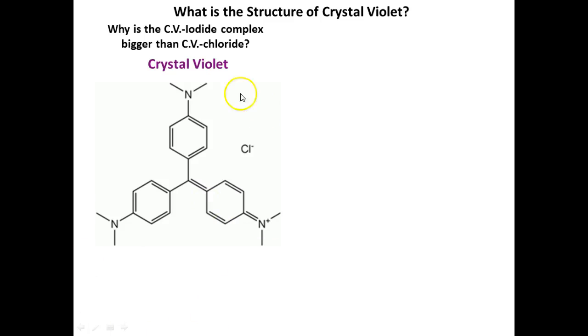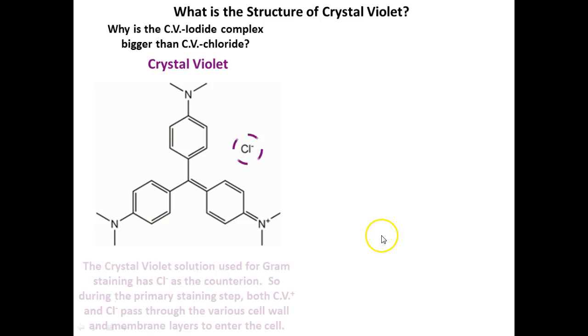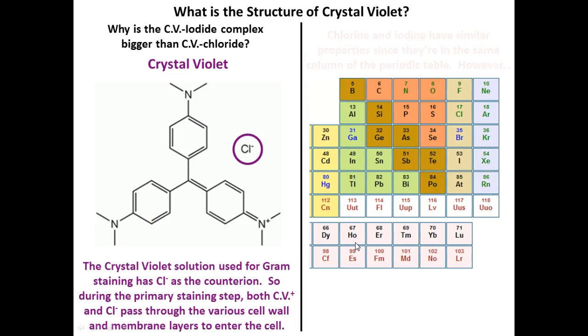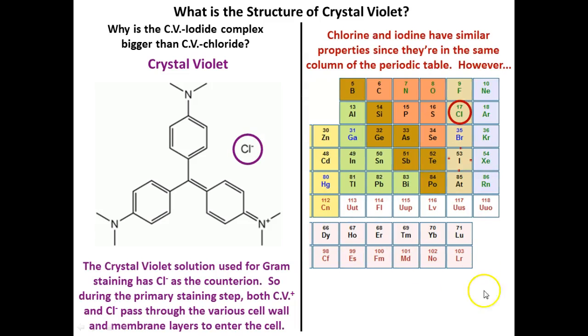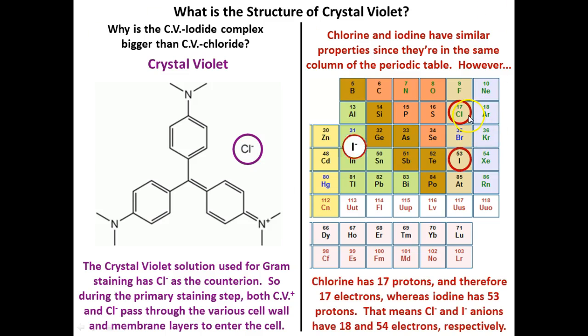So why is the crystal violet iodine complex bigger than just the crystal violet chlorine? Because remember that it's usually associated with chlorine. When we put it into solution, they dissociate, but both of those are present in the dye that we call crystal violet. A little bit of chemistry, not too bad. On the periodic table, they're in the same column. Here is chlorine right here.